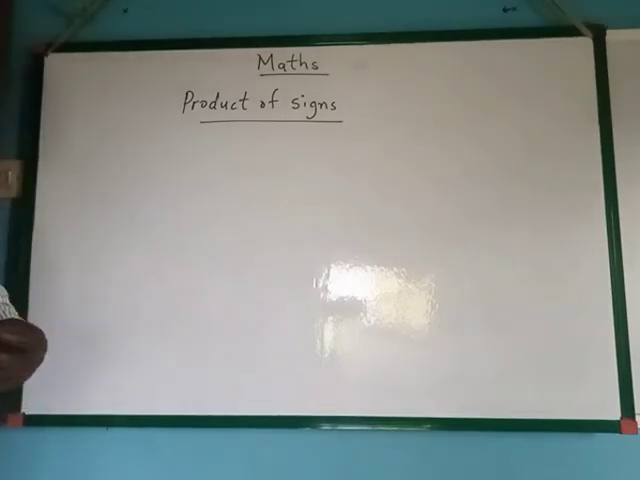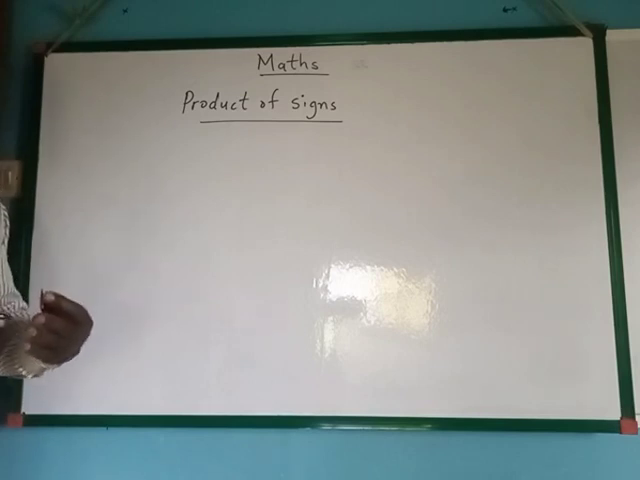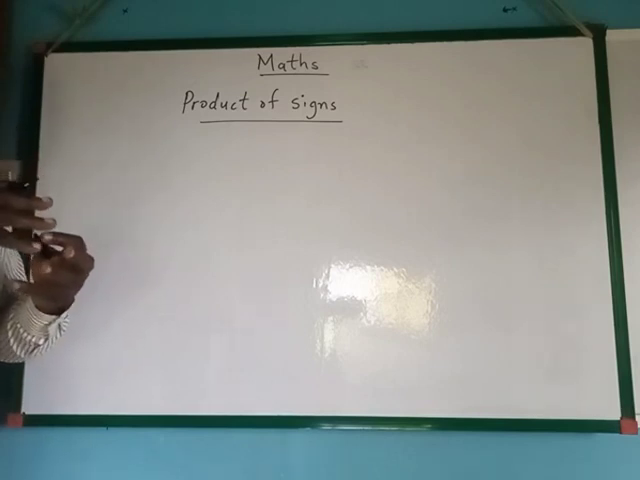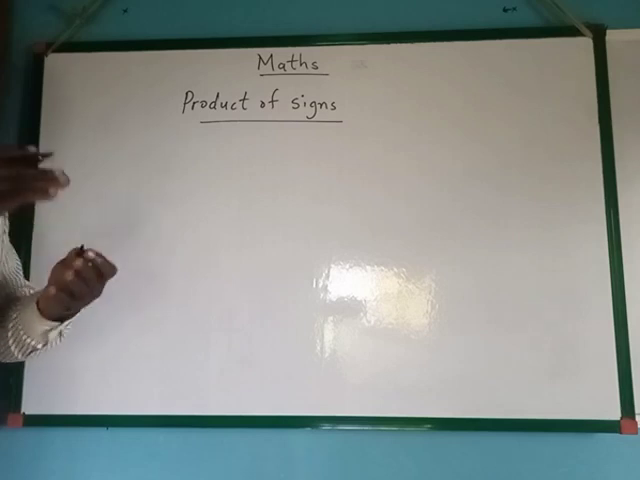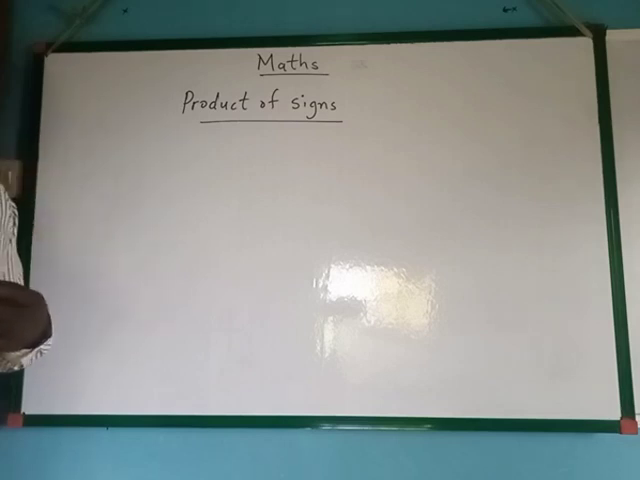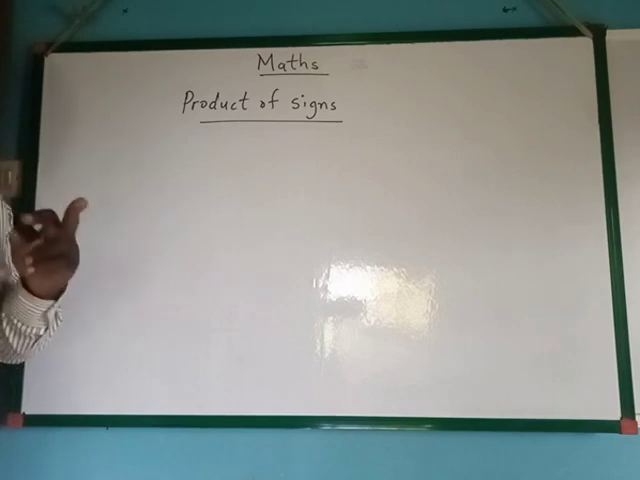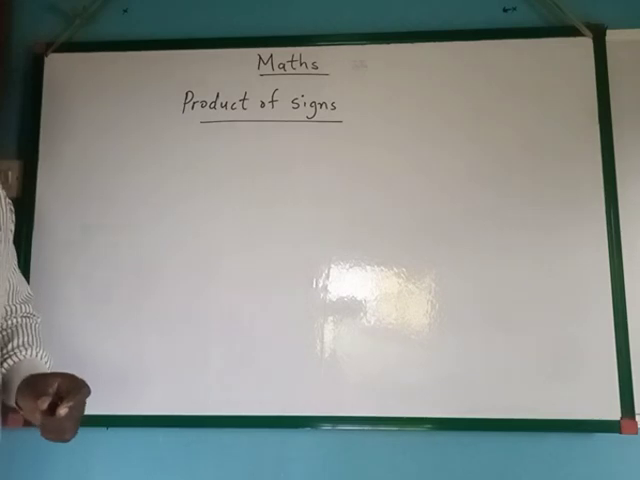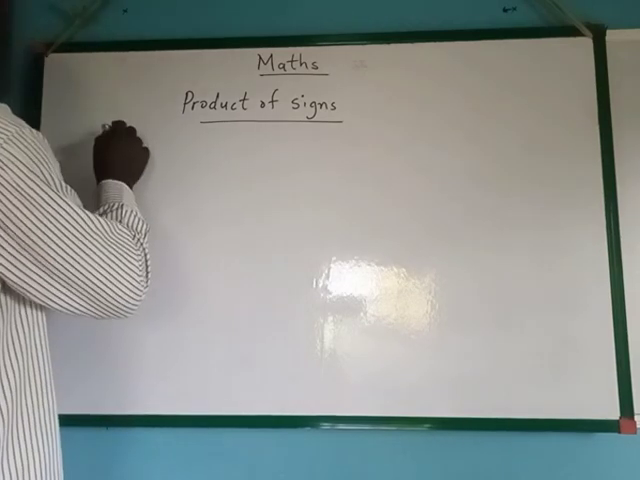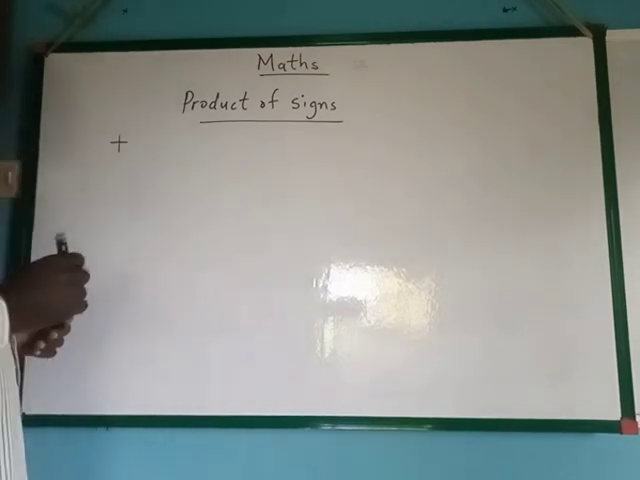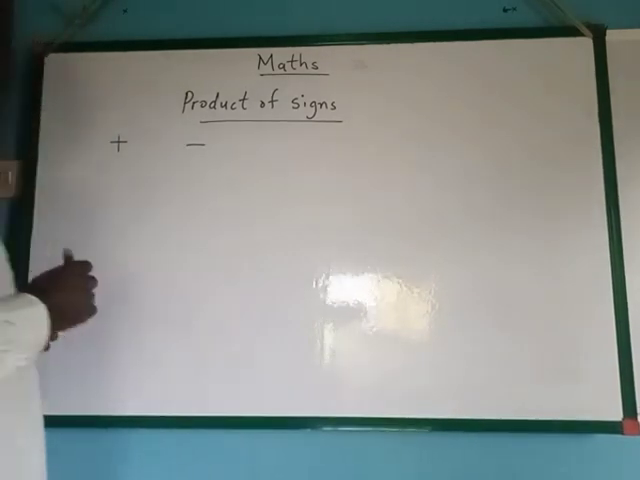We want to look at products of signs. By sign, what do we mean? We mean the symbol that is placed before a number. That is sign. We have two types of sign. Basically, we have the positive and the negative. The positive is with sign plus and the negative is minus.